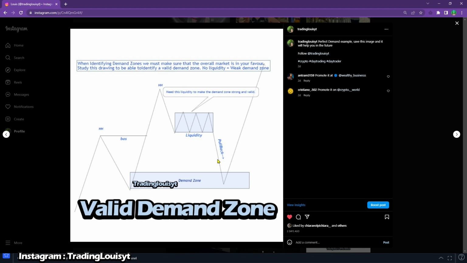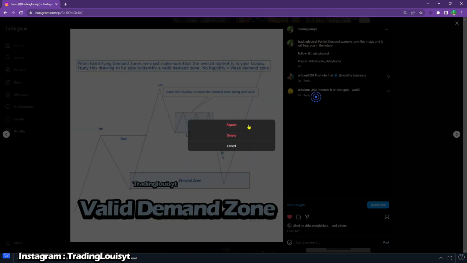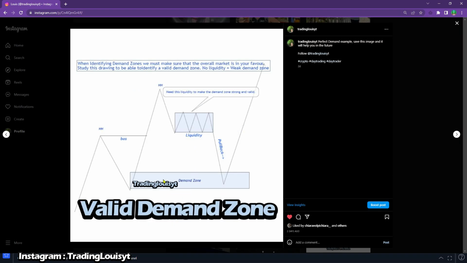So here we go. I have this that I've posted on my Instagram. As you can see, let me just delete those comments. So as you can see, we have this demand zone right here, and we have this higher time frame structure. So price is very bullish, going to the upside. Now, what do we have here? We have liquidity laying here.